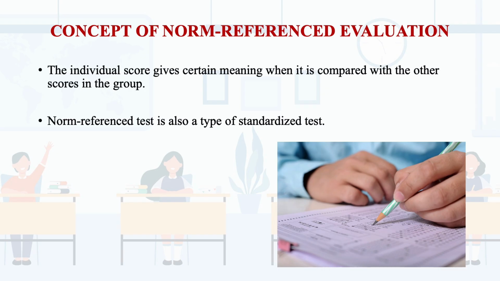Unless you know the scores of other learners, you cannot compare it in a better way. So that's why an individual score has very little meaning. But that individual score will be meaningful when you compare it with the group score. And what we do in a norm referenced evaluation is compare the individual performance, or the individual score, with the group scores. Then the norm reference test is also a type of standardized test.